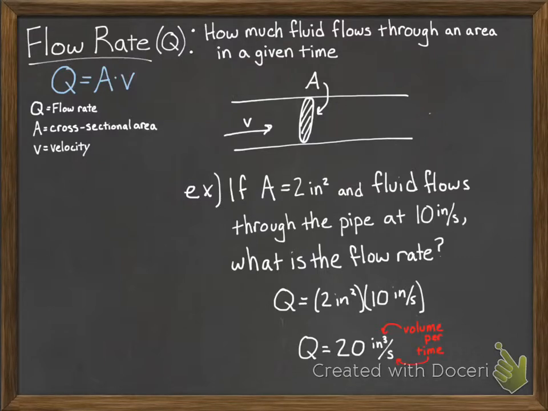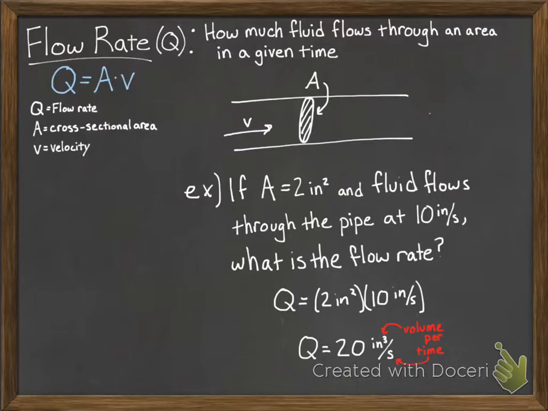Remember, when we multiply the numbers, we're also multiplying the units. So inches squared times inches over seconds leaves us with cubic inches per second. So this works out as volume per time. That's exactly what flow rate is telling us about.